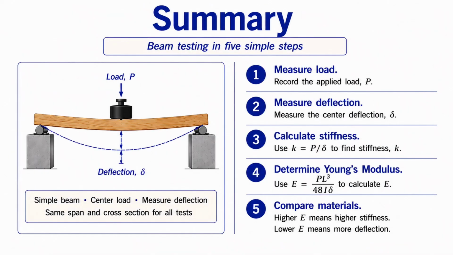In this lesson, we examined how rectangular beams can be tested using a simple experimental setup. By measuring load and deflection, we can calculate stiffness and estimate Young's modulus. We also saw how geometry influences performance, particularly the strong effect of beam height. These concepts form the foundation of many engineering material tests and help us evaluate and compare materials in future experiments.